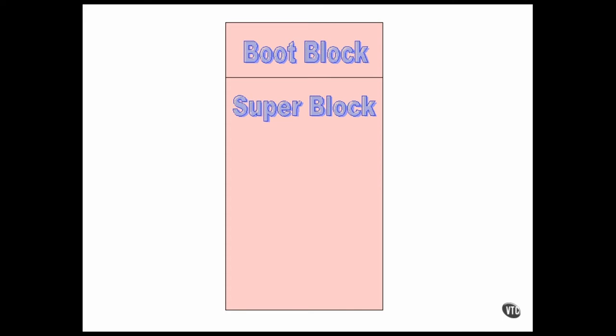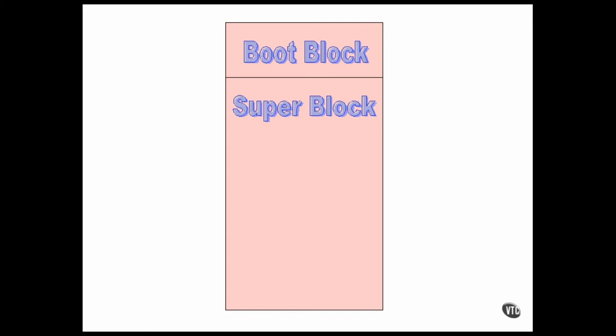Immediately following the boot block is something called the super block. This has all the fundamental information about the file system. The super block tells us what kind of file system it is, how much space it has, how much free space is available, the location of the first block of free space, and lots of other bookkeeping information like that.